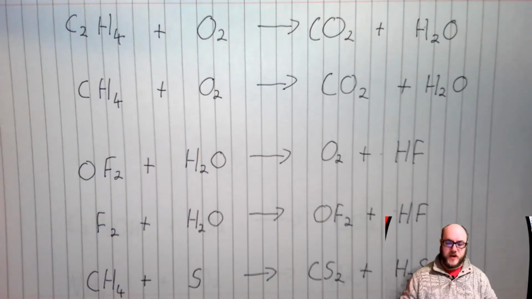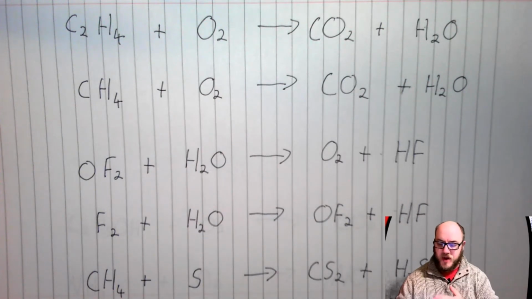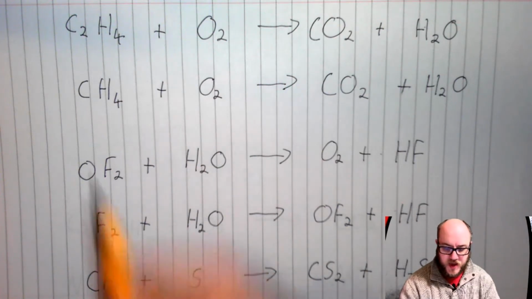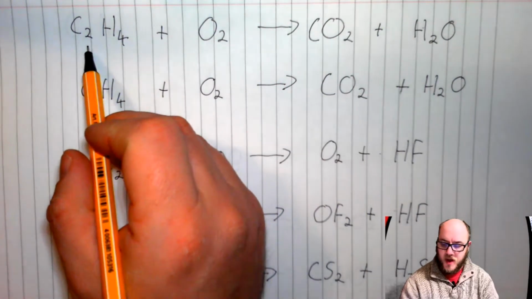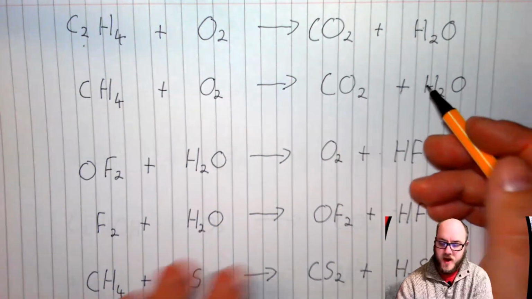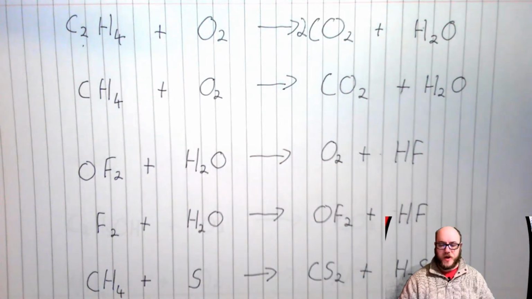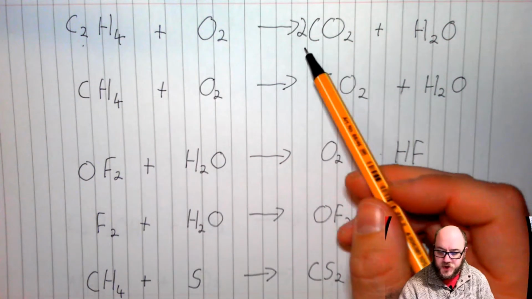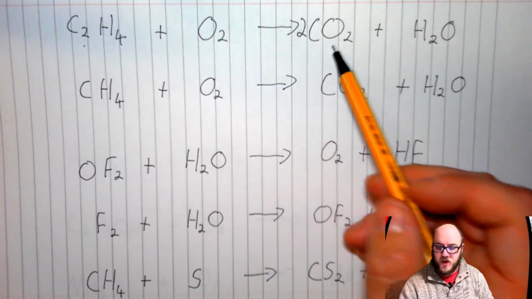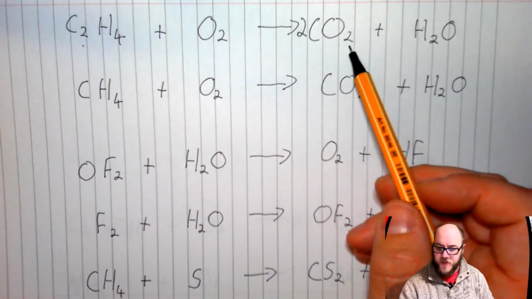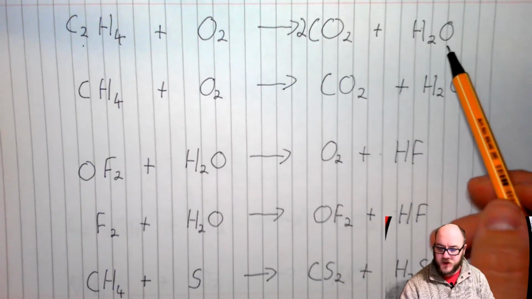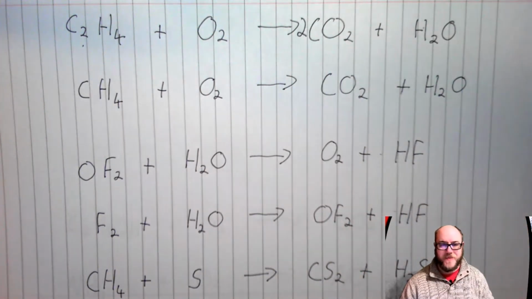Okay, so our first one, C2H4 plus O2 gives CO2 plus H2O. Well, the first thing I notice here is this C2. I don't have 2 carbons in the products. So the first thing I'm going to do is multiply that by 2. So now I've got 2 CO2s. So I've got 4 oxygens there, and I've got 1 oxygen there. So I've got 5 oxygens. That probably isn't going to work, but let's crack on.